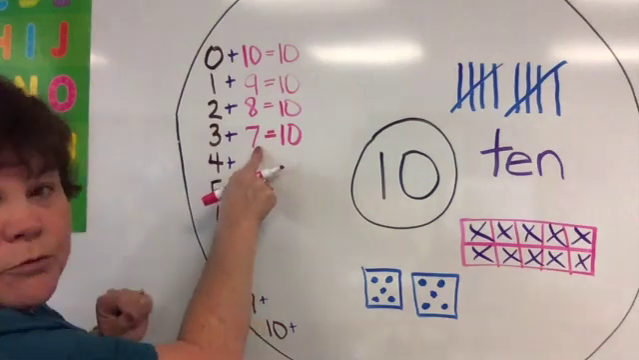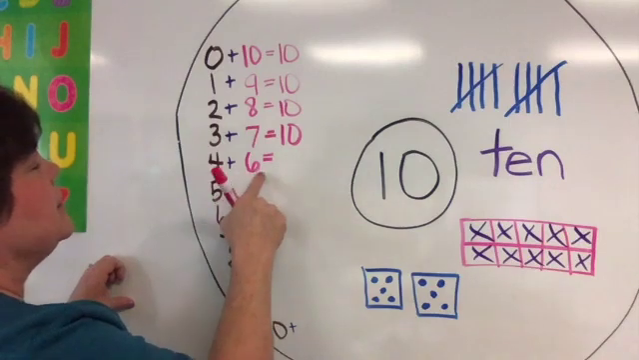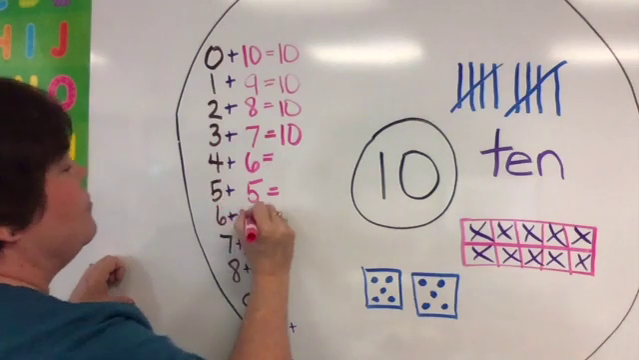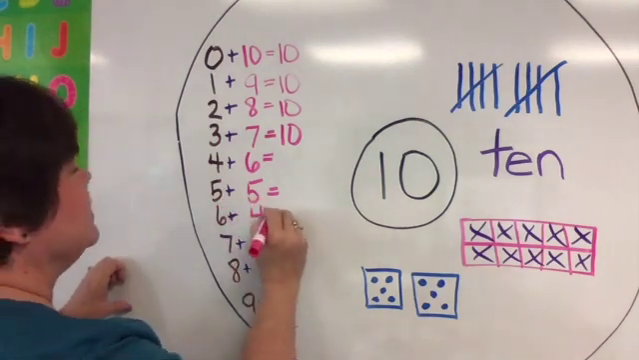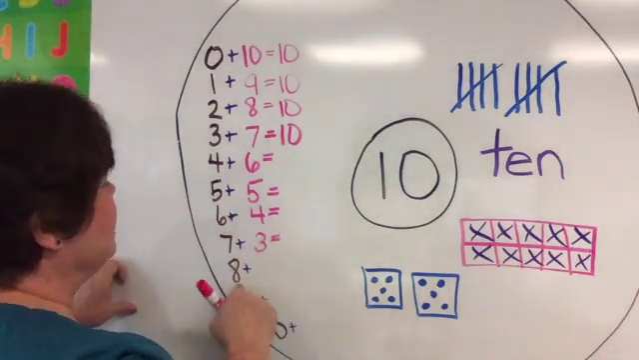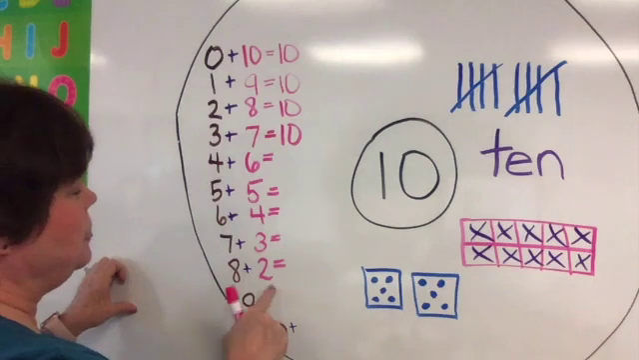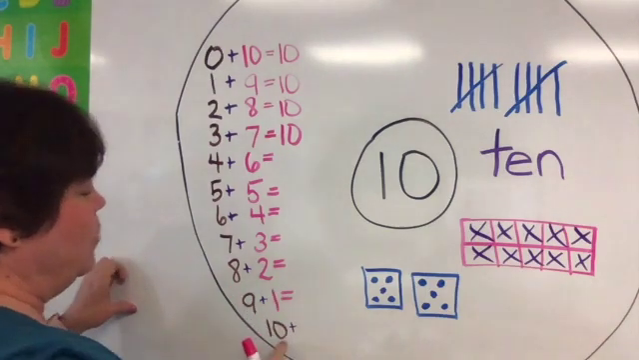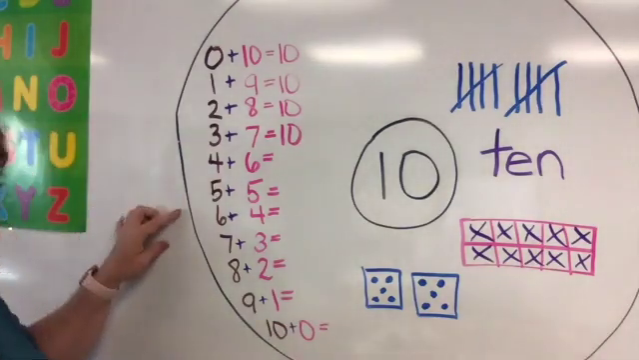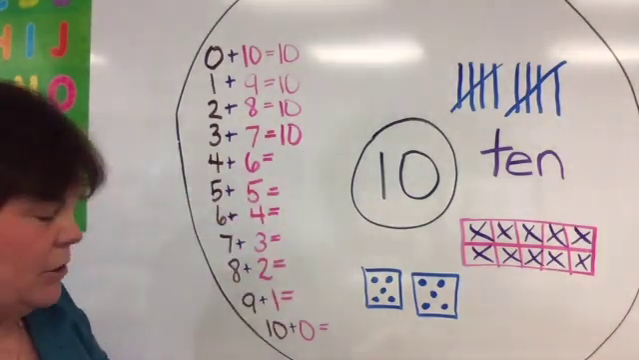Okay, what's the number that's before 7? 6. What's the number that's before 6? 5. What's the number that's before 5? 4. See how we're counting backwards? What's the number before 4? 3. What's the number before 3? 2. The number that's before 2, 1. And what is the number that's before 1? 0. So if we go through and add all these up, I bet you they're going to come out to 10. So let's go through and do that together.